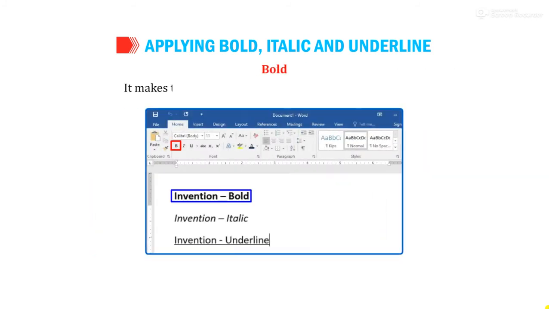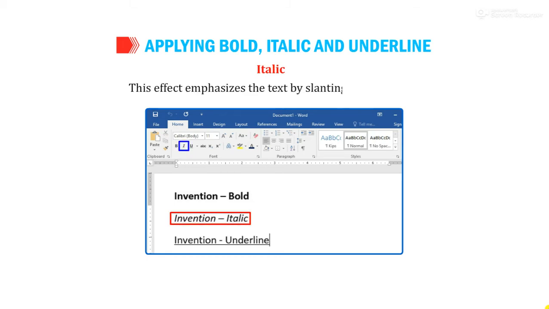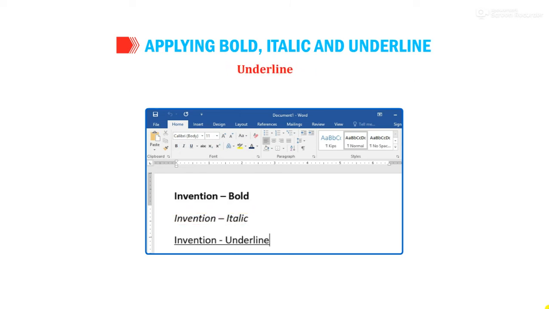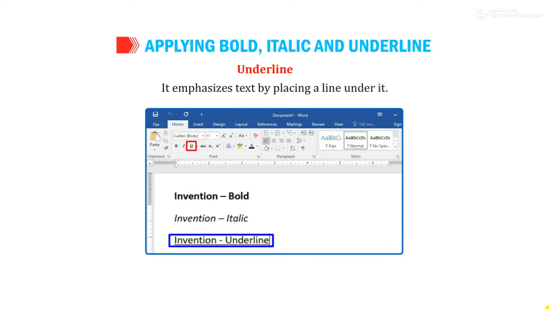Boldface. It makes the selected word darker than the rest of the text. Italicizing. This effect emphasizes the text by slanting it to the right. Underlining. It emphasizes text by placing a line under it. We can underline a word or sentence along with spaces.